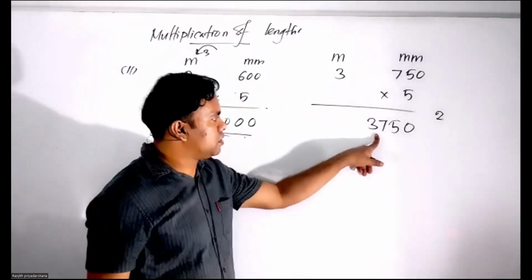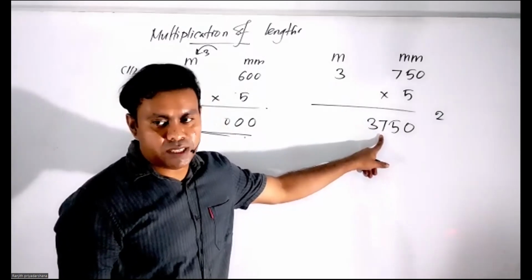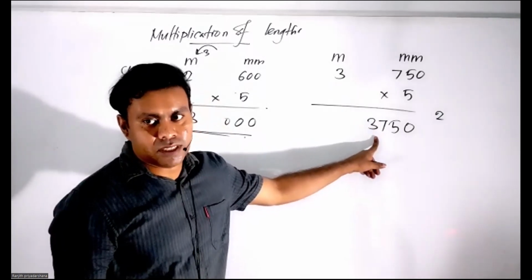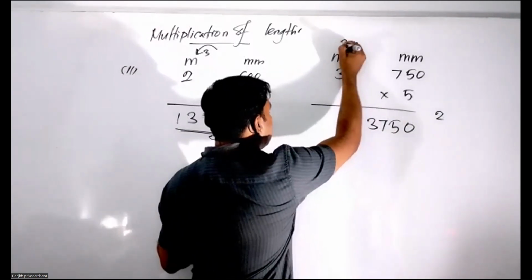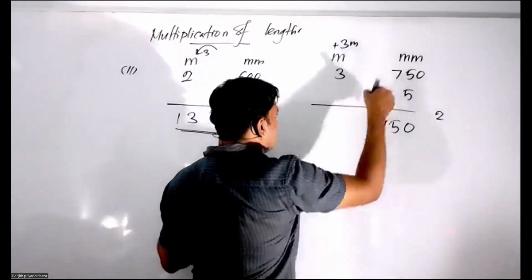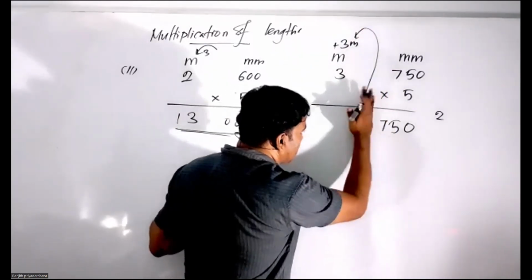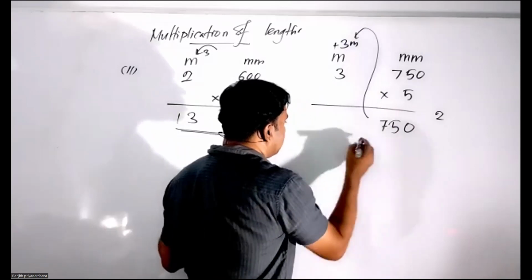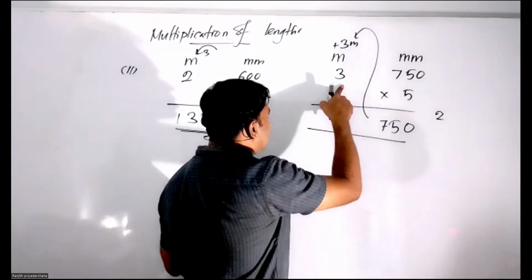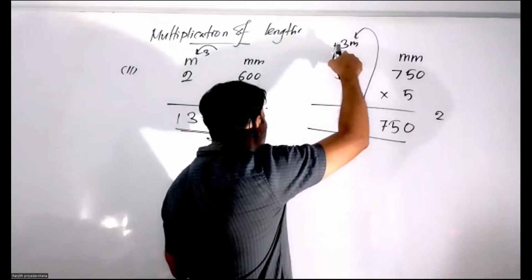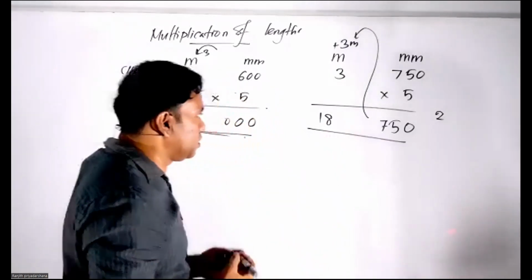But you can't put that 3750. 3000 millimeters means how many thousands in 3000? 3. So you have to get that 3 meters. You have to add that here because it comes here. When you get that 3000, what remains here? Just 750, right? Okay. So now 5 times 3 is 15. 15 plus 3, 18. 18 meters and 750 millimeters.